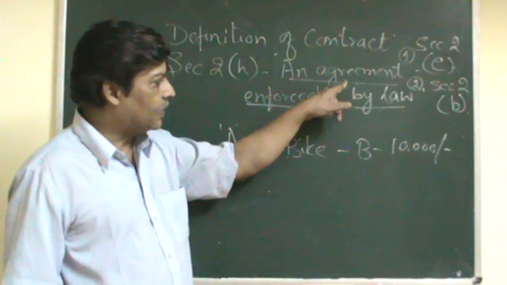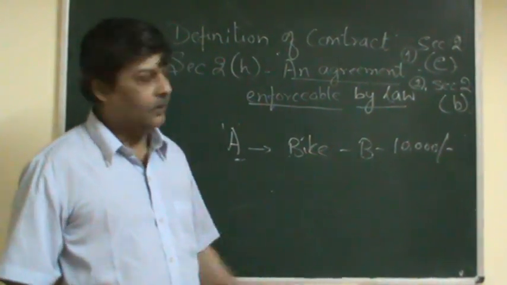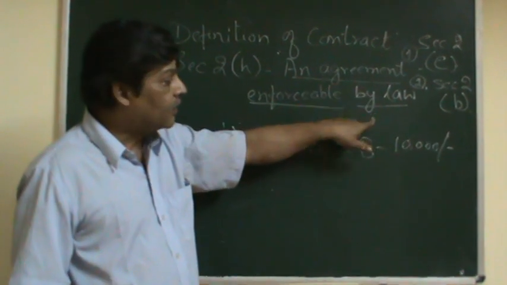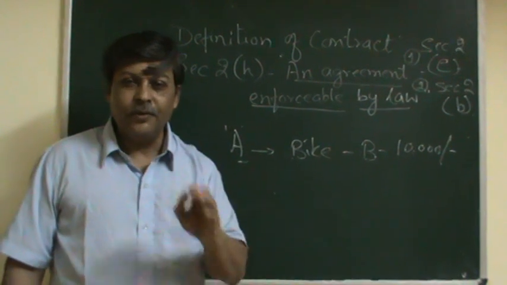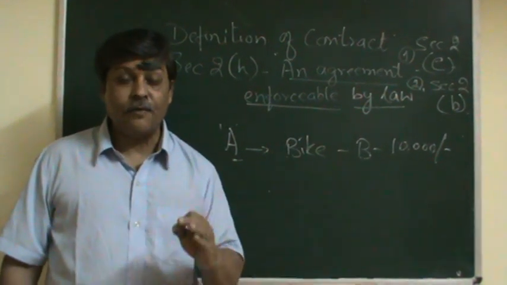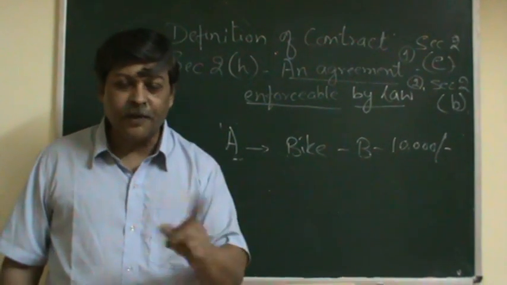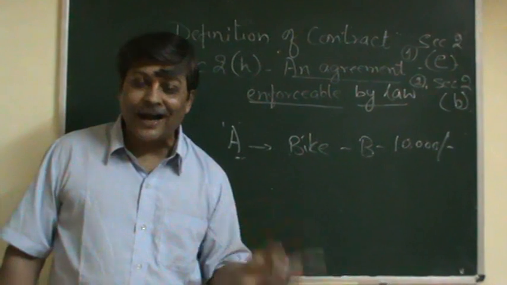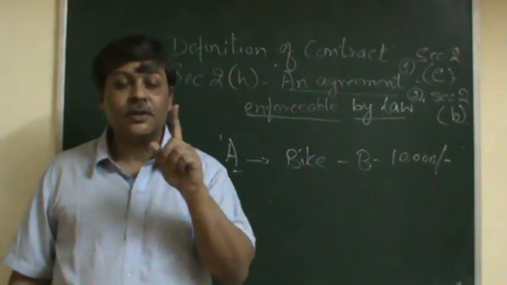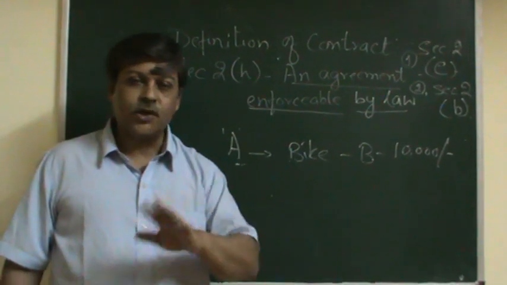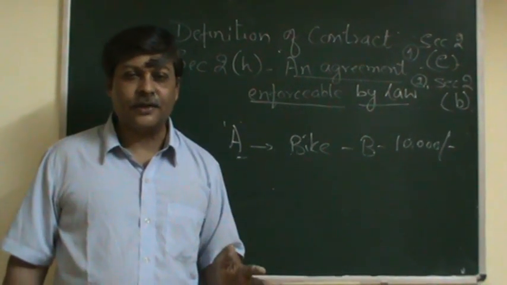And the second part is that the agreement must be enforceable by law. The agreement which is made must be enforceable by law. That's very important. Why is that word used, enforceable by law? It should be permitted by law. It should not be forbidden by law. It should not be against the law. The agreement which you are entering, the subject matter must not be against the law. The law should not have forbidden it.